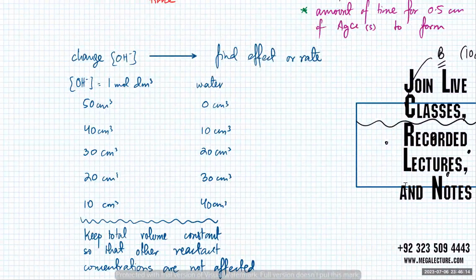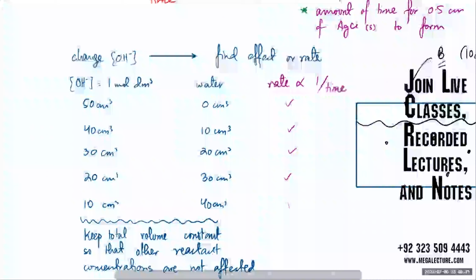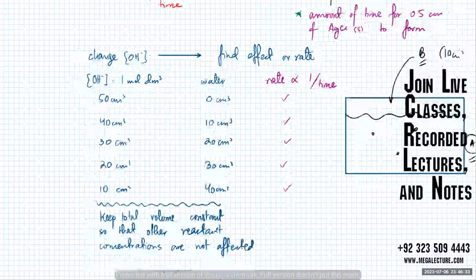Last thing is you just figure out rate. Rate is what? Rate is 1 over time, right? It's inversely proportional to time. So you're going to calculate the rate. The reaction concentration is decreasing, so it's going to slow down, and it's going to take a longer time. So rate is 1 over time. Is that clear?